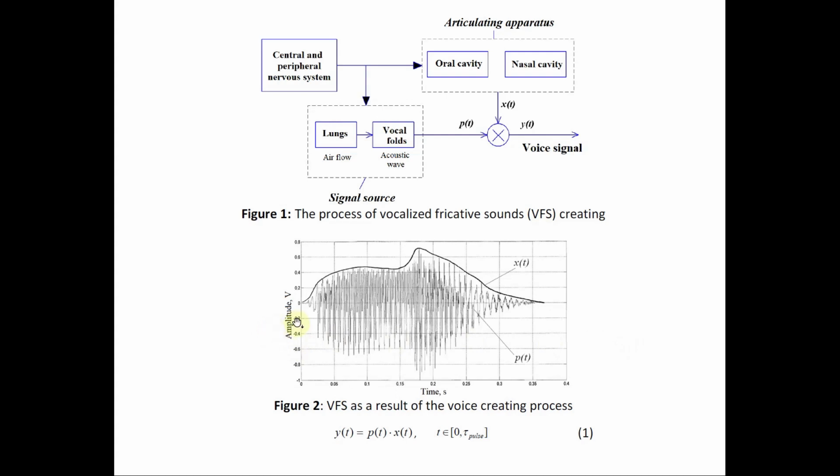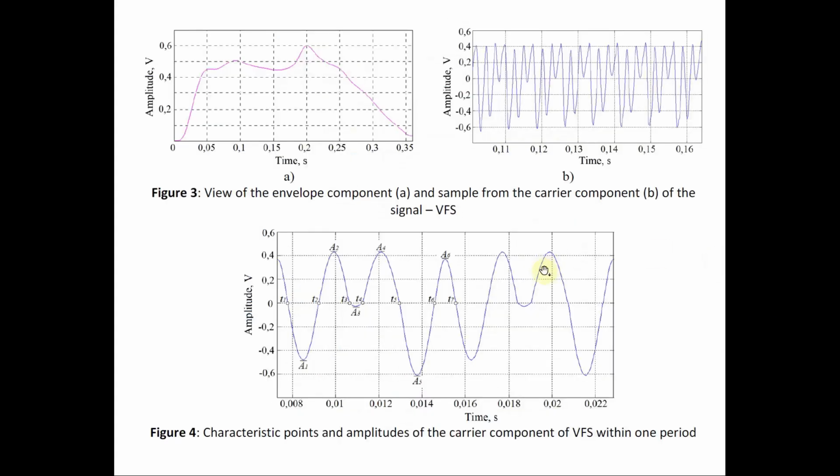Similarly, a dysfunction of the articulation apparatus will be manifested in a change in the corresponding characteristic of the envelope component of the signal. To determine the time and amplitude characteristics of such components of vocalized fricative sounds, their selection was carried out. Graphs of the envelope component and a sample of the carrier component of the signal are shown in Figure 3.